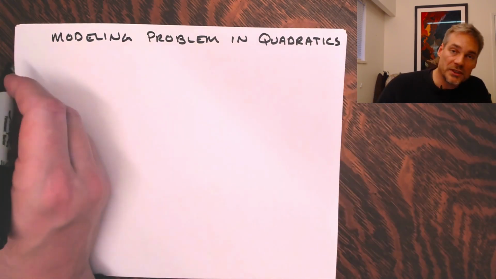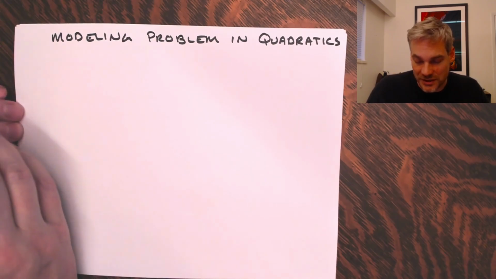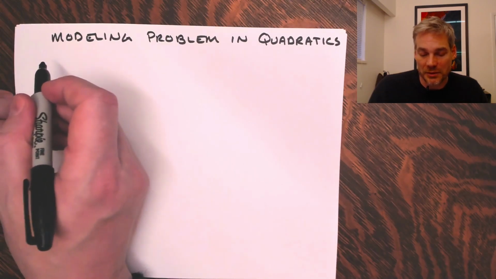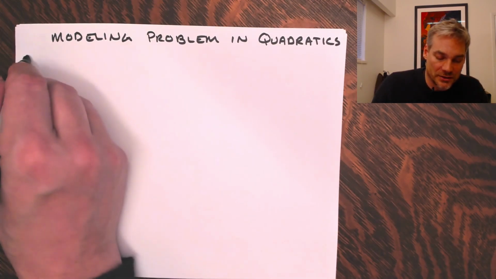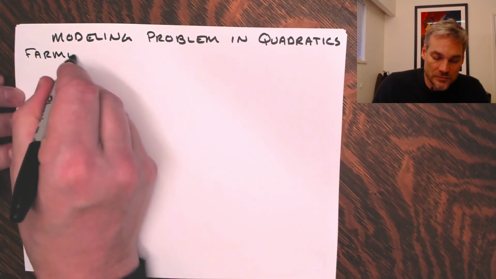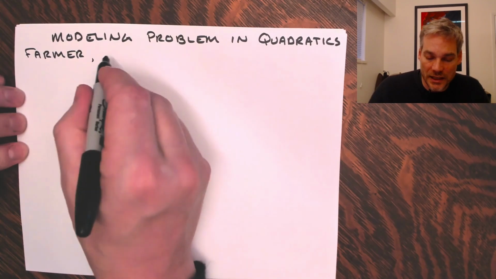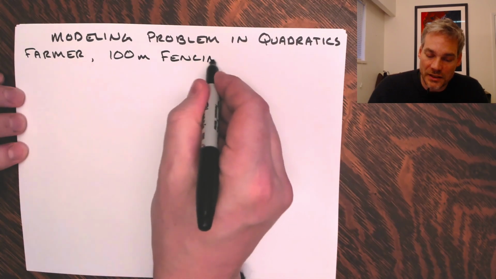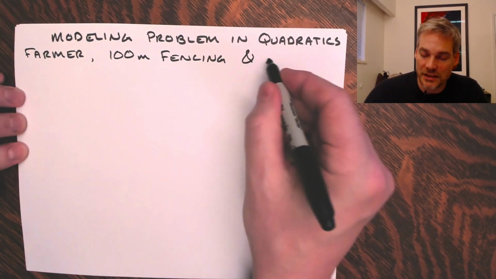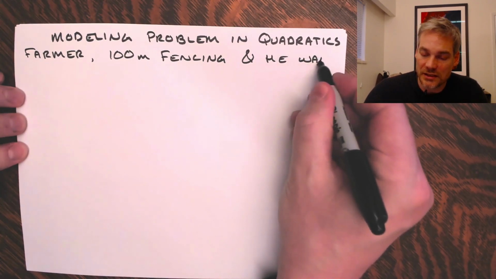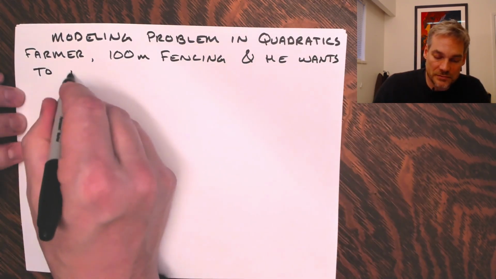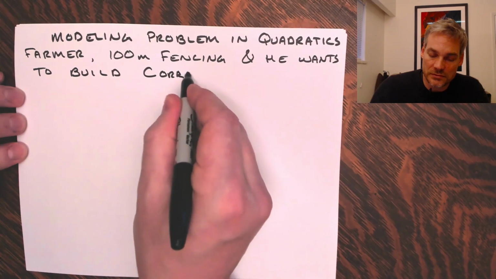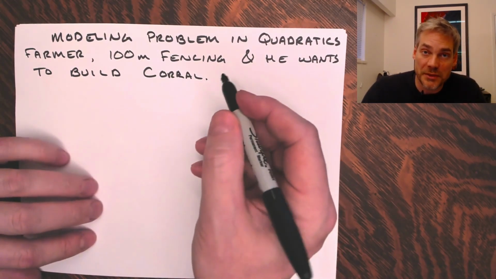Okay, so we're going to have a farmer because this is a stereotypical problem you'll encounter, but it's an area and length problem or an area perimeter problem. So we'll say that there is a farmer and he has 100 meters of fencing and he wants to build a corral, but he wants to make it the biggest corral.